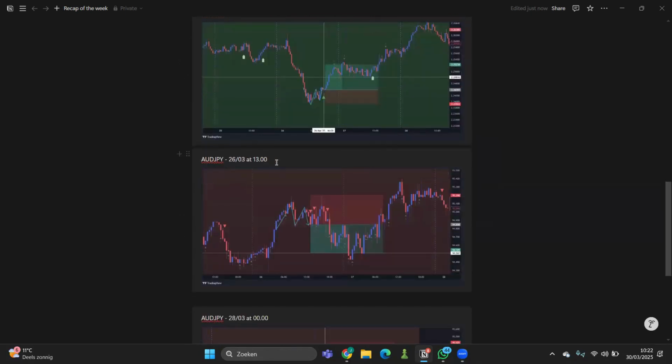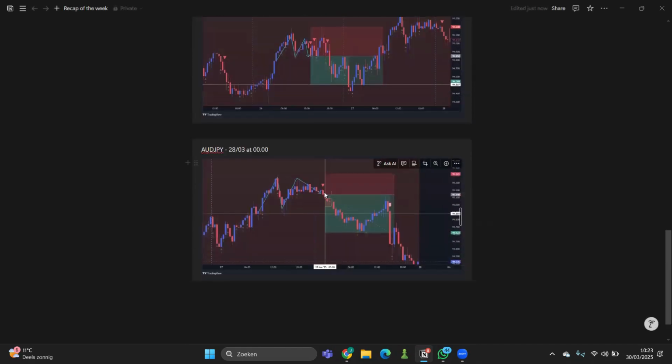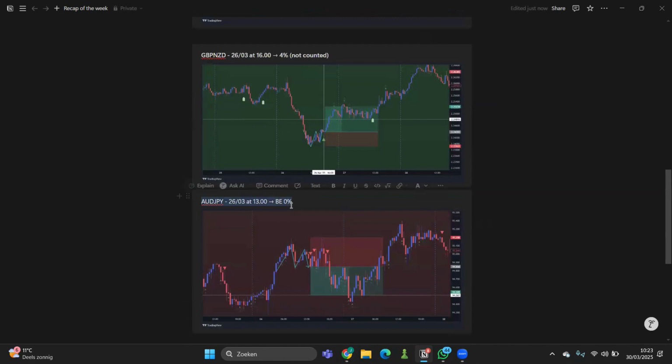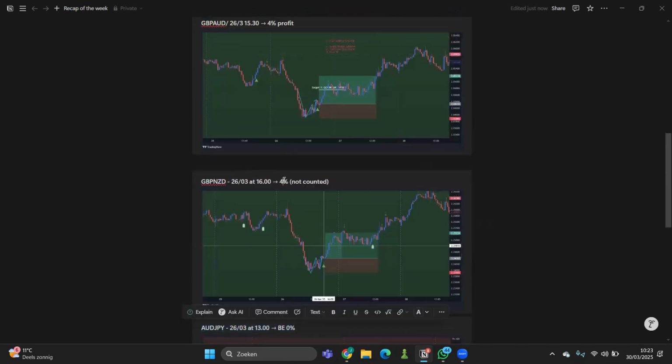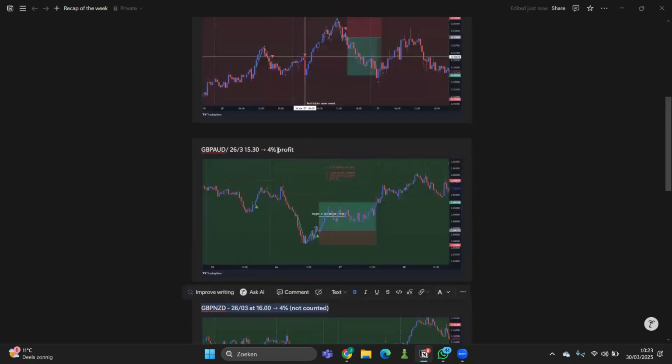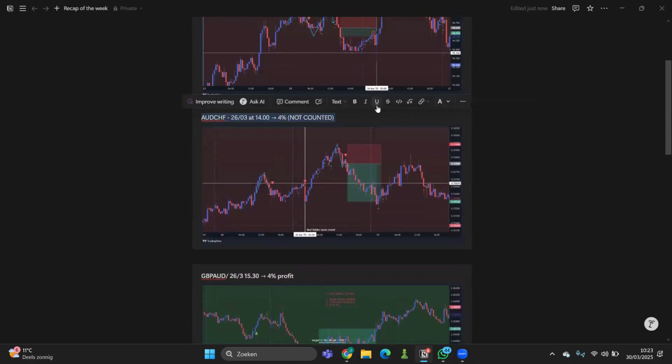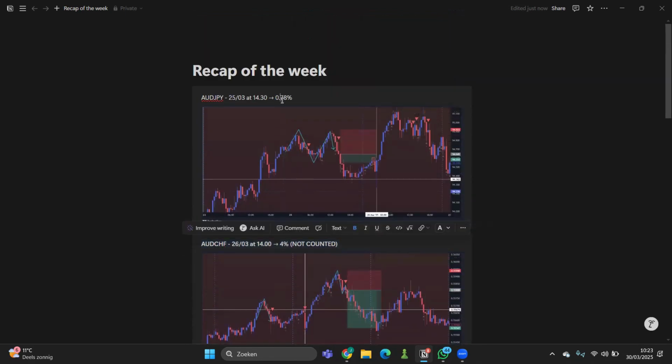And then, of course, this one was break even at 0%. And then this one was a plus 4% again. So that's basically what our week looked like. Pretty calm week. Not too calm. We had calmer weeks, but this is how we like it. You get an alert, you just check the 3 steps, and you place your trades. You put an alert whenever your break even has to go, and that's it.